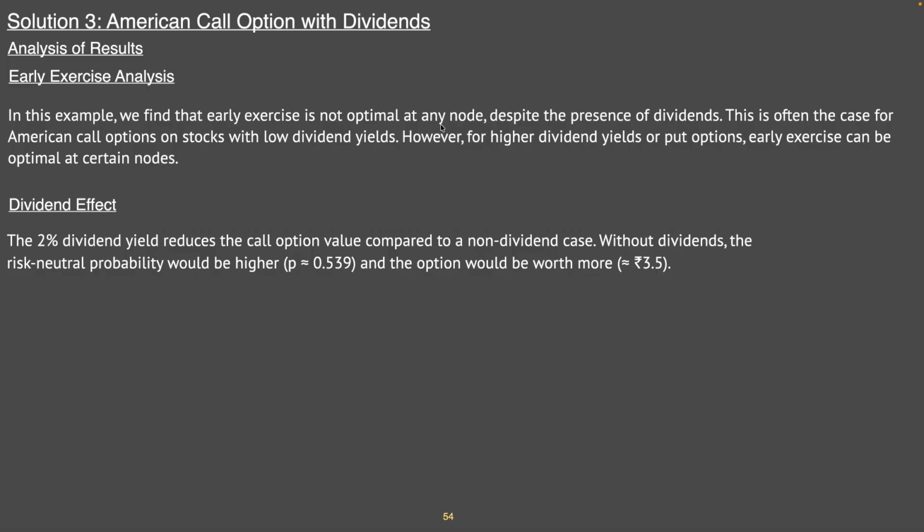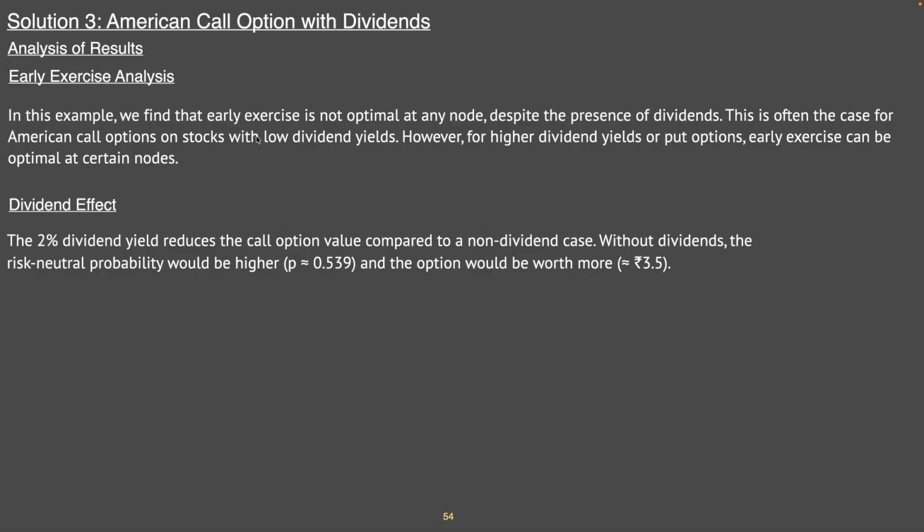Why is it not optimal at any node? At any node, continuation value is always higher than the early exercise value. So it makes no sense to exercise this option early, because holding the option till maturity will give you better reward compared to exercising early.